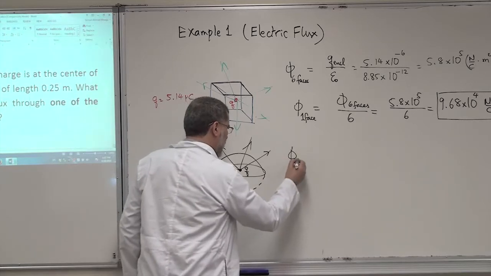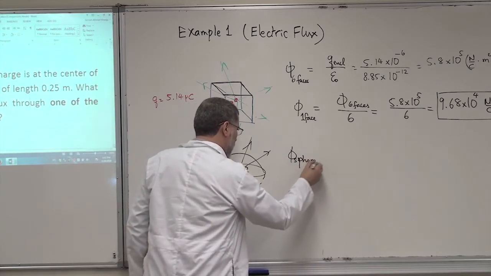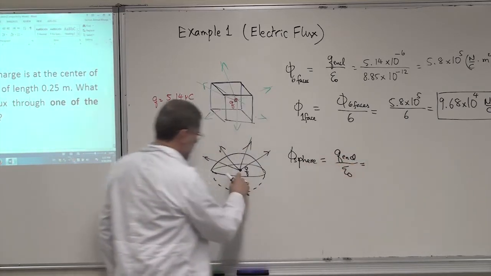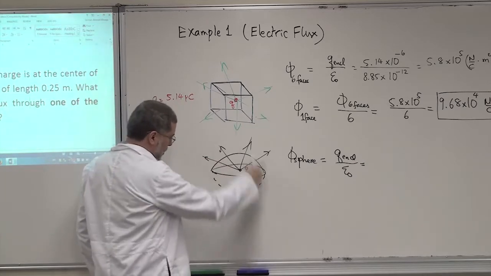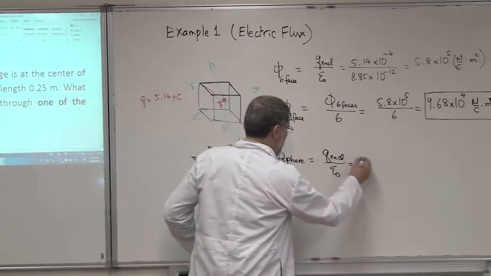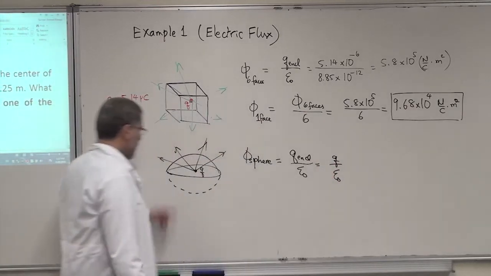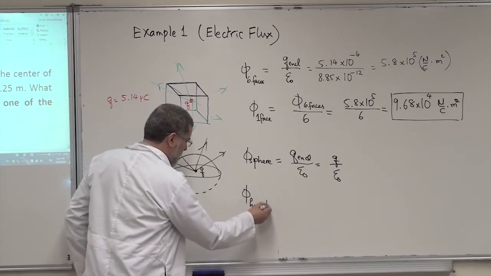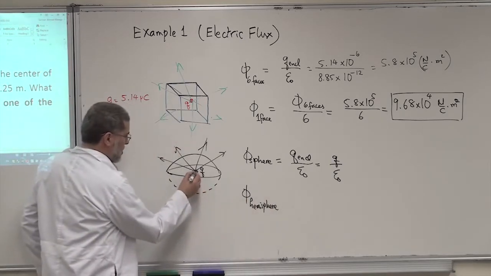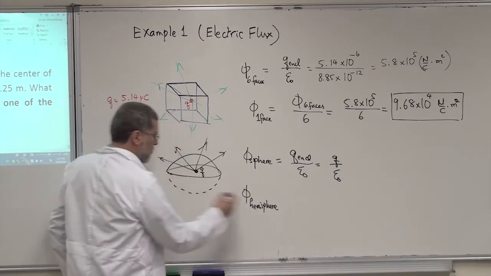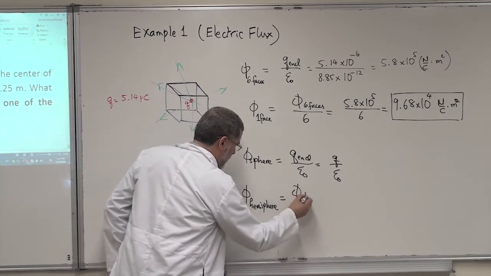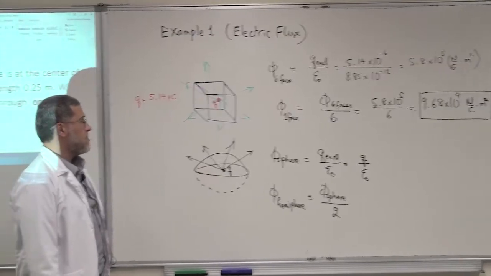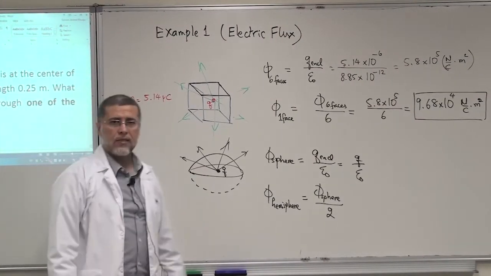So the flux through the sphere will be equal to what? Q enclosed over epsilon 0. And Q enclosed is what? Since now we have a closed surface, Q enclosed by this sphere is the charge Q over epsilon 0. Now, if I want to find the flux through the hemisphere, which is half of the sphere, and again, the charge has to be in the center here, the flux through the hemisphere will be the flux through the sphere divided by 2, because you have two hemispheres. So this is the first example.